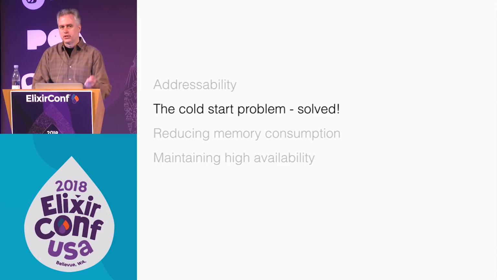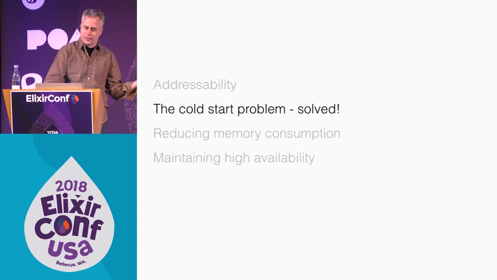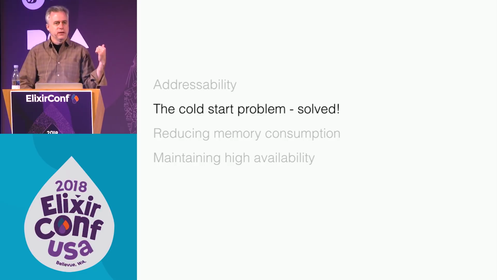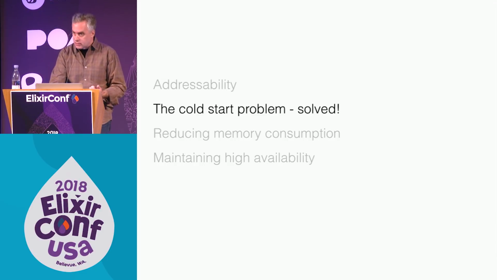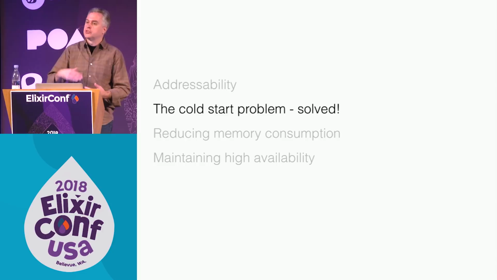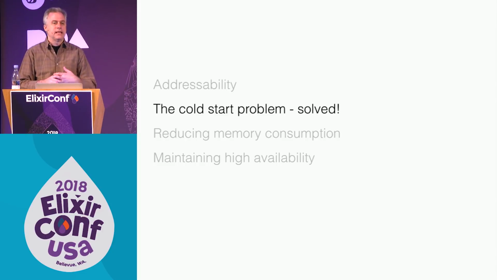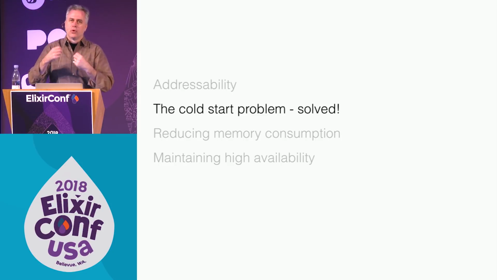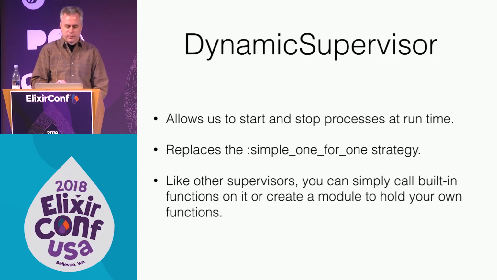Okay, so with this information, we can go back to our unfinished business from the first part of the roadmap and pick a supervision strategy. So we're finally at the supervisor. We know that we're going to be starting processes at runtime, probably stopping processes at runtime as well. In the old days, maybe spring of 2018, we would use a supervisor with a simple one-for-one strategy, but now we've got the DynamicSupervisor, which supersedes that and takes the place of it. It's there for starting processes that won't be there at startup time for your node.